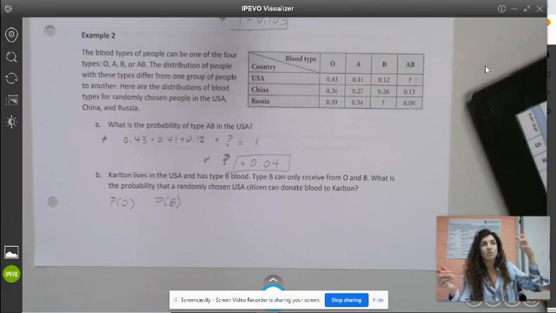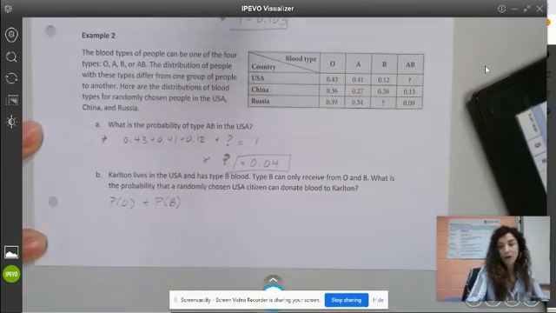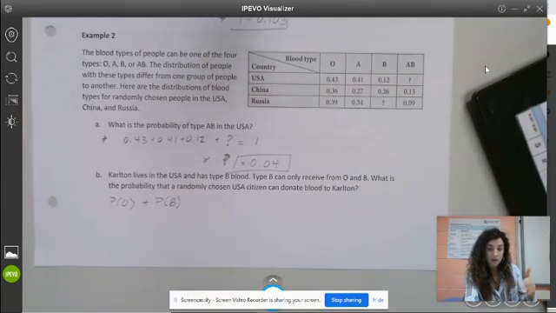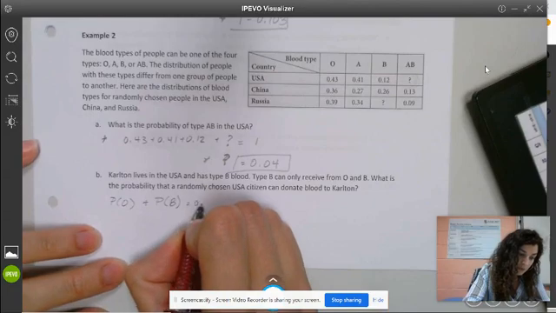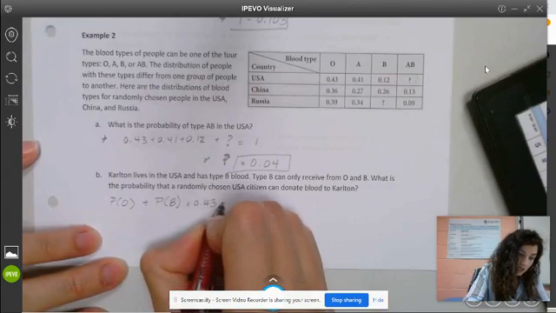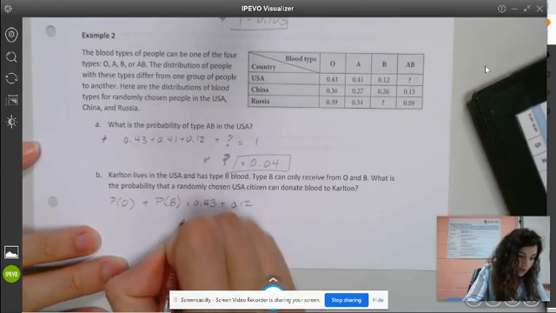The probabilities get larger when you start to add more options. And the way we make probabilities larger is by adding them. So we add those 2 probabilities together, and then that will give us the total probability of Carlton being able to accept blood from a randomly chosen citizen in the United States. Adding those up is 0.43 plus 0.12, so that should be 0.55.